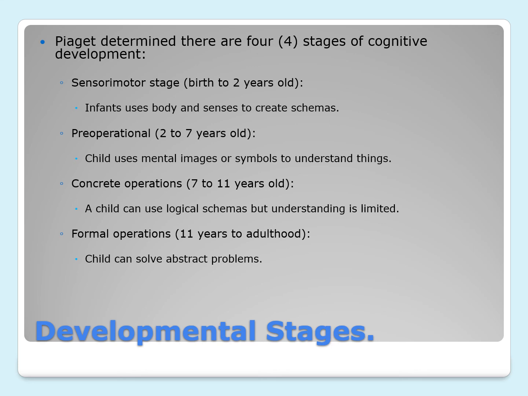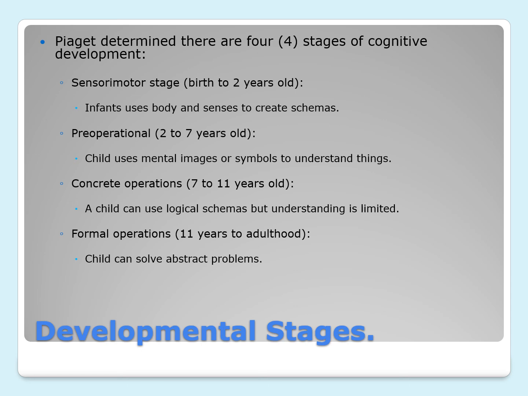Pre-operational occurs at 2 to 7 years old, and this is when a child uses mental images or symbols to understand things. Again, throwing a temper tantrum, understanding that you've hidden the toy behind your back, or understanding that the toy is not gone forever. The toy's just been put in the toy box. It hasn't disappeared. This is also when we have the difficulty with conservation. Children don't understand that there may be the same amount of liquid in a glass, even if I just move things around.